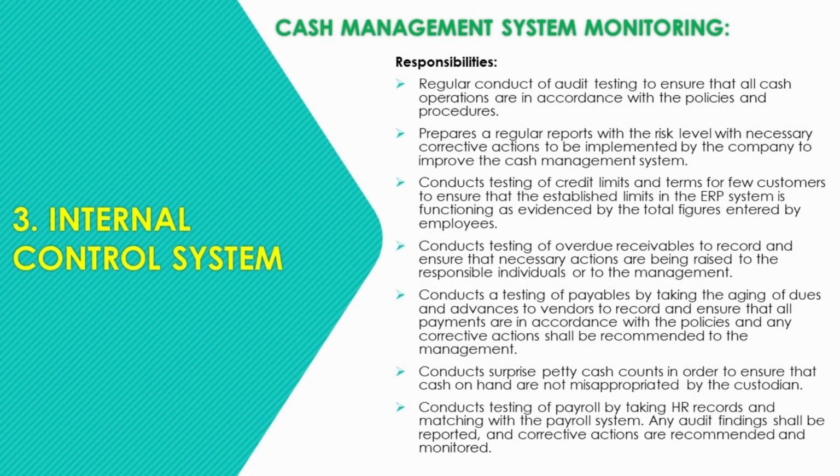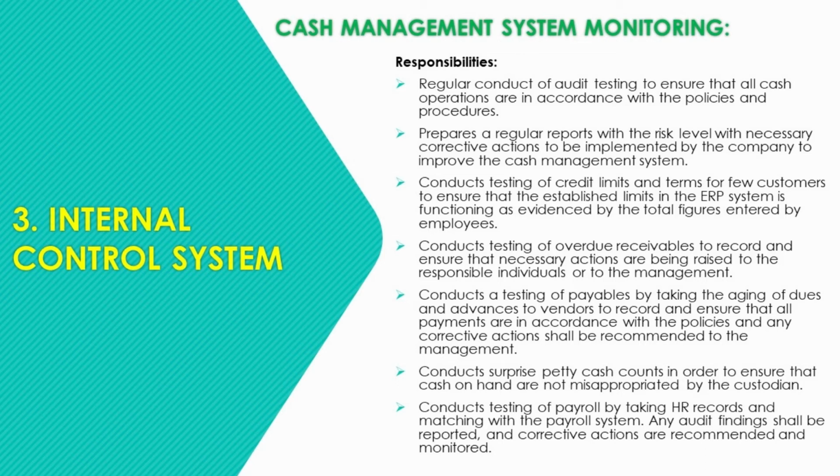The third major function in the monitoring and support system for the cash management system to function properly is the internal control. The responsibilities of the people in charge of the internal control are as follows. First, regular conduct of audit testing to ensure that all cash operations are in accordance with the policies and procedures. Second, prepares a regular report with the risk level on it, with necessary corrective actions to be implemented by the management to improve the cash management system.